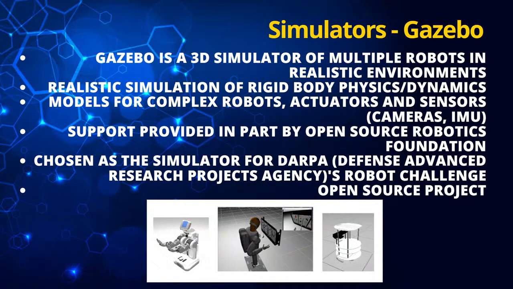And then there is a 3D simulator, like Gazebo. Gazebo is a 3D simulator of multiple robots in realistic environments. It has realistic simulation of rigid body physics and dynamics, with models for complex robots, actuators, sensors, cameras, and IMUs. Support is provided in part by the Open Source Robotics Foundation, OSRF. It was chosen as the simulator for the DARPA Robotics Challenge.